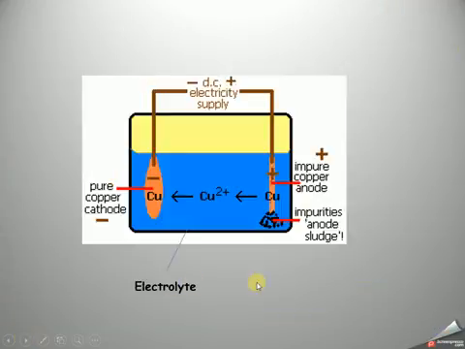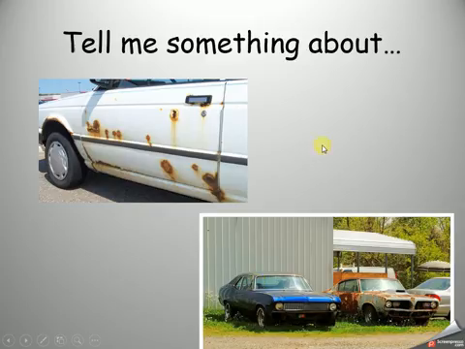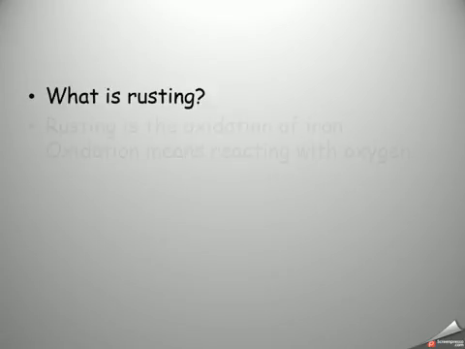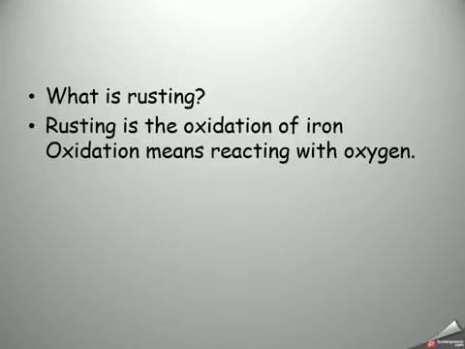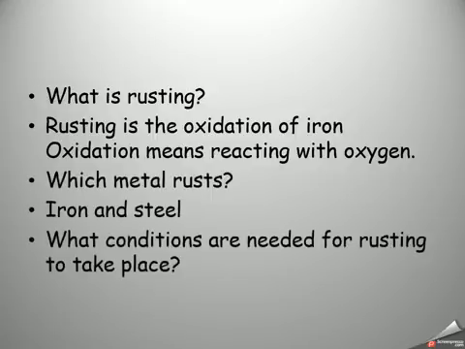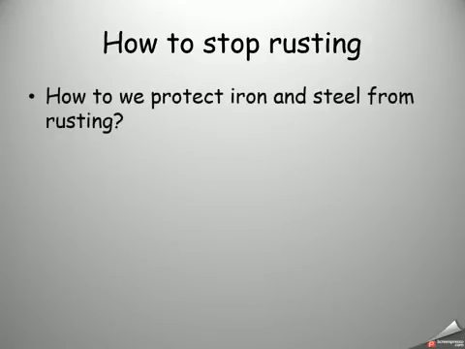This is another drawing. So tell me something about rusting. You can see rusting over here happening. So rusting and corrosion is what we want to look at. What is rusting? Rusting is the oxidation of iron. Oxidation means reacting with oxygen, so that's literally what happens. What metals rust? Well, iron and steel rust. Now what conditions are needed for rusting to take place? What you need is oxygen and water. If you've got both of those present, you are going to get rusting, and that only happens with iron and steel.